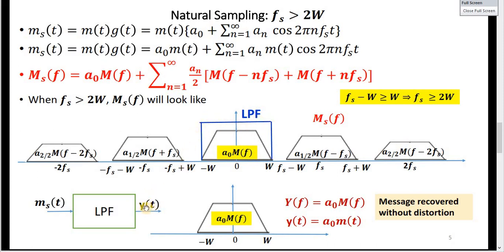So in this case, the output of the low pass filter will be proportional to the message m(t). That is, Y(f) equals the constant of proportionality a0 times M(f), or equivalently y(t) equals a0 times m(t). Therefore, if the sampling frequency is greater than twice the message bandwidth, then the message can be recovered without any distortion. In this lecture, we're verifying a result which we have also encountered in the previous lecture with regard to ideal sampling, in which the message signal was recovered without distortion, provided that the sampling frequency is greater than twice the message bandwidth.